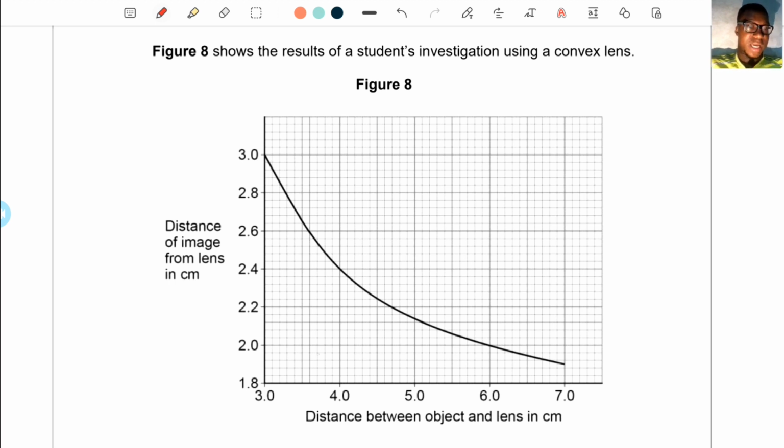Let's have two examples here. At 3.0 centimeters for the distance between object and lens, the distance of image from lens is 3.0 centimeters. Increase the distance between the object and the lens to 4, and the image distance will decrease to 2.4. Increase it to 5, and the image distance will reduce to somewhere around 2.14, thereabout, something along those lines.